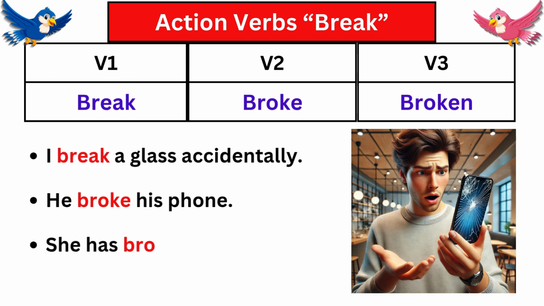V3, past participle: She has broken her promise. This is used with have or has for the present perfect tense.